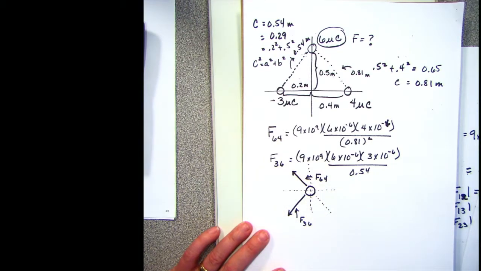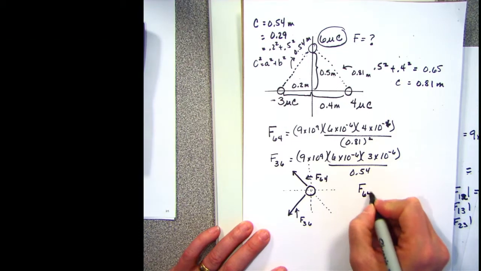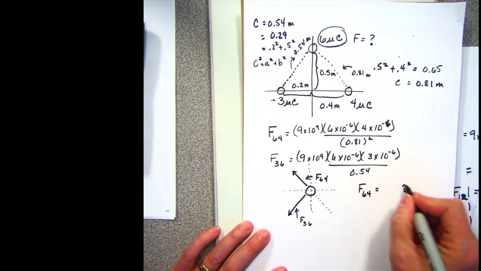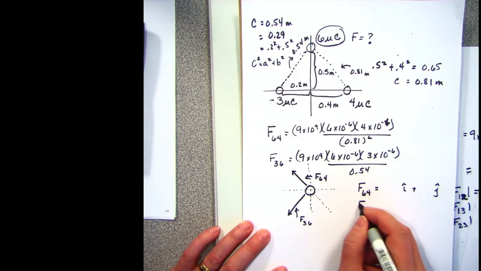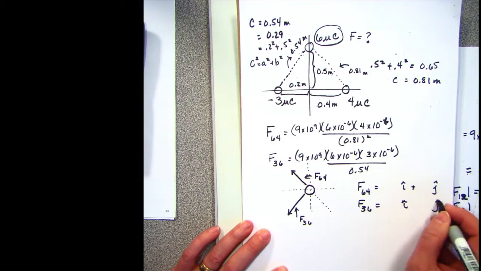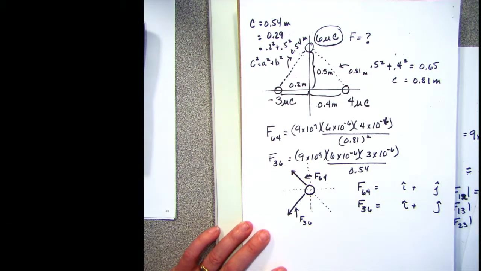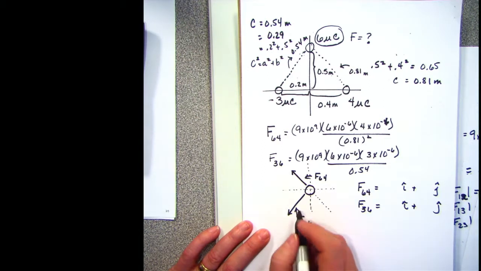I got to figure out some angles, because I need to be able to write force 6,4 in terms of its I and J coordinates. I've got to be able to write force 6,3 in terms of its I and J coordinates. So I got to figure that out.